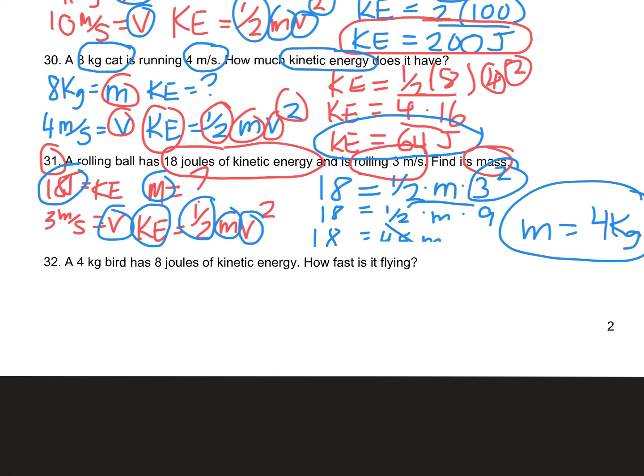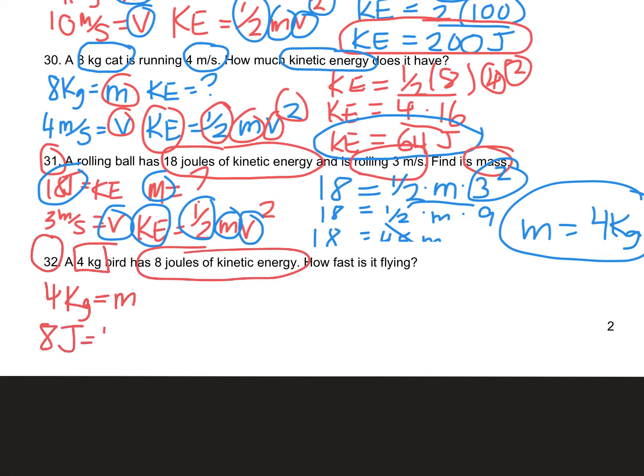All right, family, let's finish strong with number 32. I have a 4 kilogram bird. So if it's 4 kilograms, I know that that is my mass. If it has 8 joules of kinetic energy, and 8 joules is energy, that means I'm given KE, kinetic energy. I want to know how fast it's flying, so I really want to know its velocity. So v is what I'm solving for.